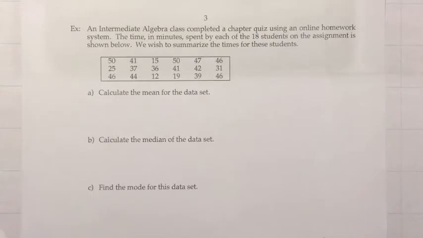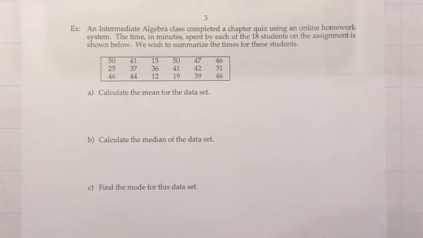All right, we're going to go ahead and look at one final example, both so we can see an example of the mode and then also just get another run through on the mean and median, especially with an even number of data values. So an intermediate algebra class completed a chapter quiz using an online homework system. The time in minutes spent by each of the 18 students on the assignment is shown below, and we wish to summarize the time for these students. So let's calculate the mean for the data set, and the median for the data set, and the mode for the data set.